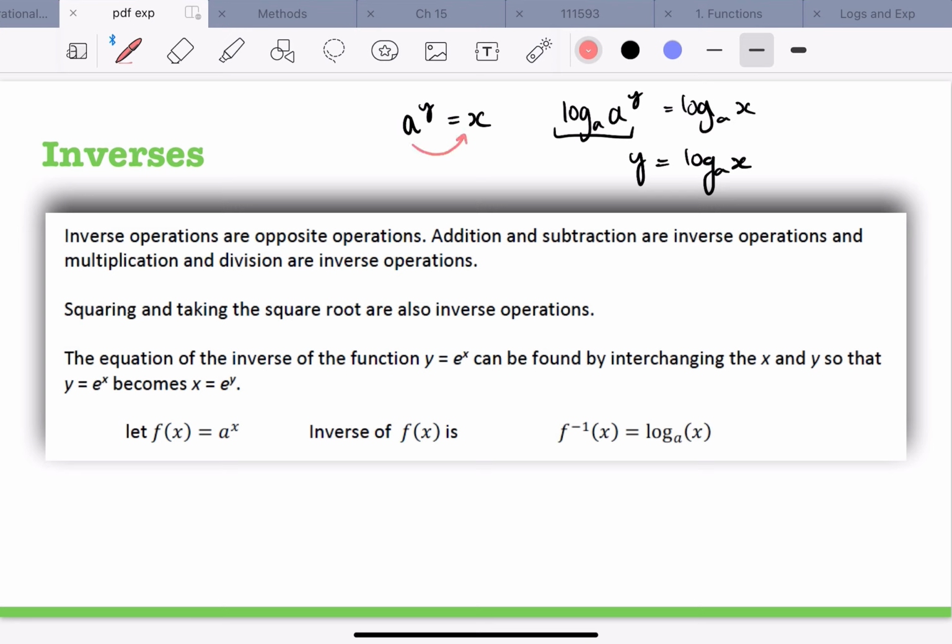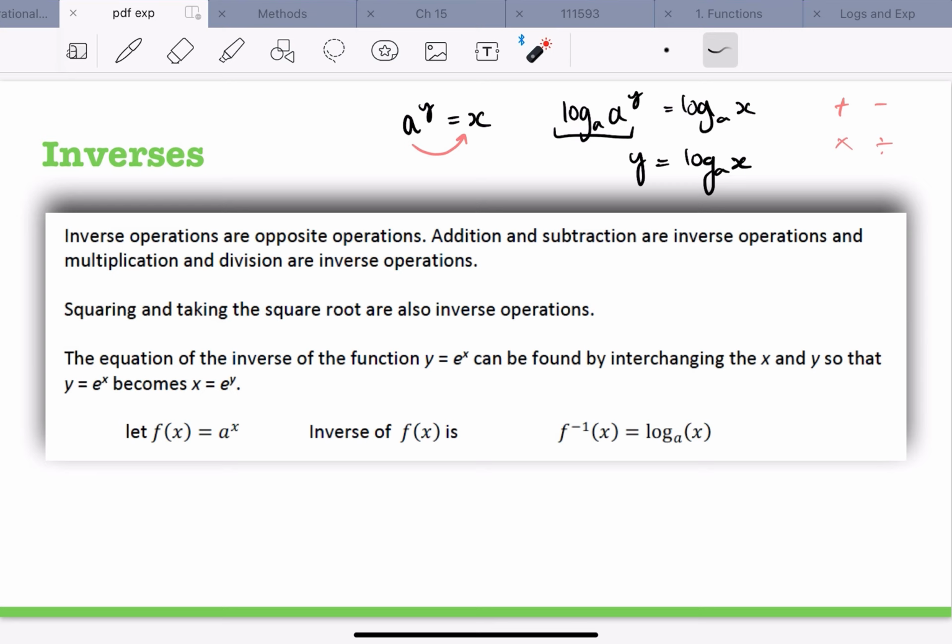When we want to bring it over, we'll take the log of both sides and that would essentially cancel out that base. So that's why they're inverses of each other, just like plus and minus are inverses, and times and divide. Another example that they've got here in the notes, squaring and taking square roots are also inverse operations. So that's what we mean by all of these: plus, minus, divide, and times. They are inverse operations.